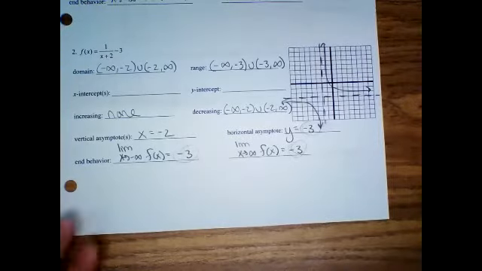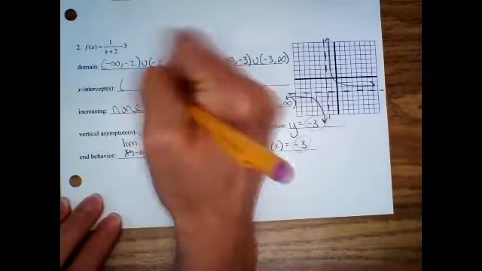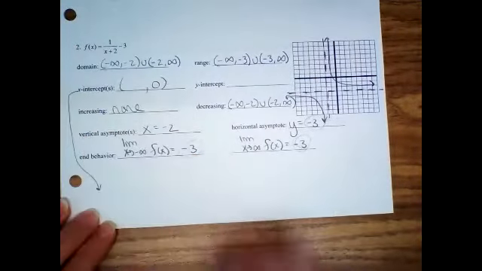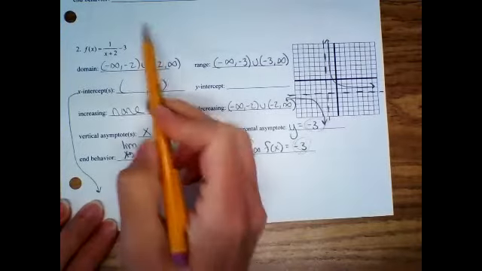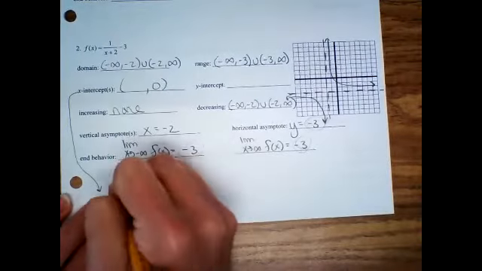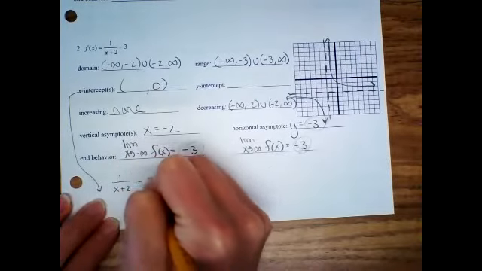All right, now let's do the intercepts. The x-intercept is going to have to be something, 0. I'm going to do this down here. You're going to have to set this equation equal to 0 and solve it.